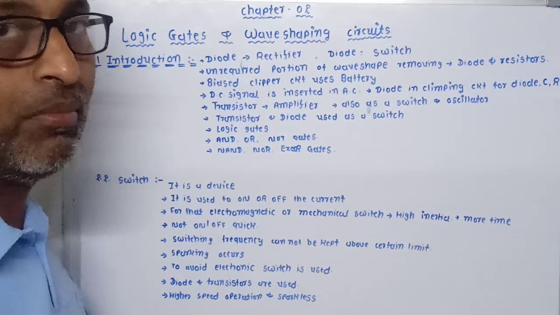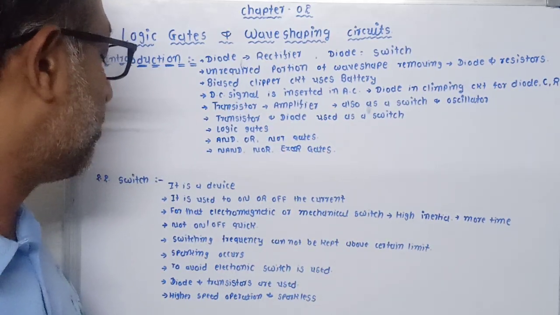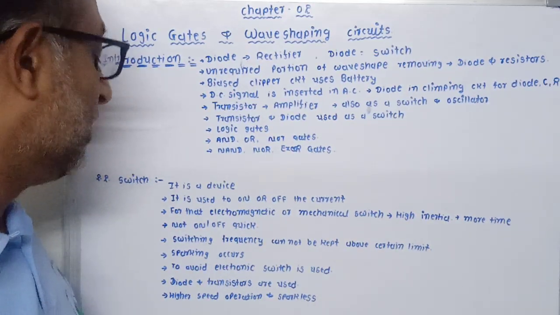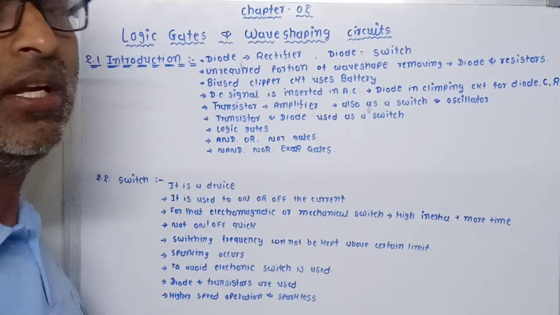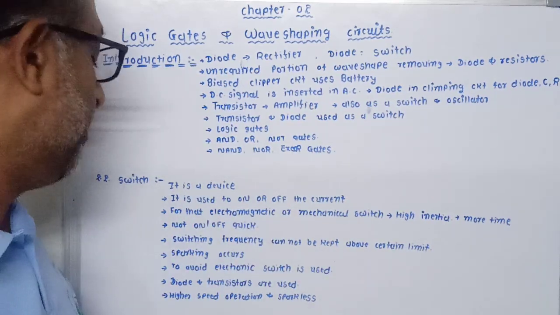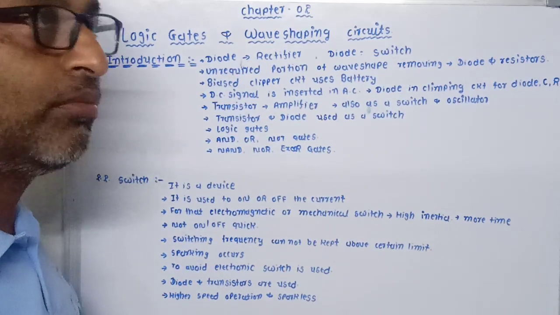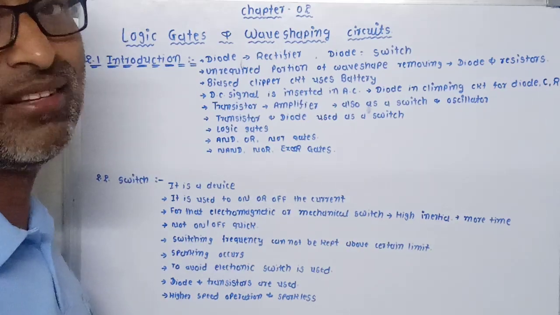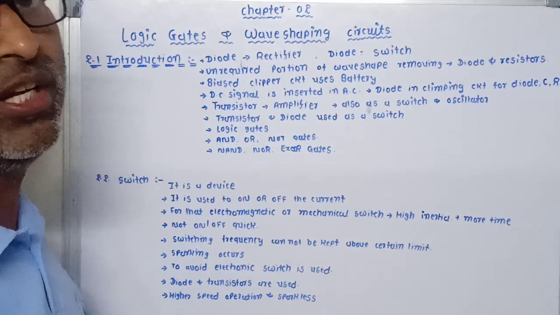Now to avoid these problems, that means to increase the switching frequency and to avoid the sparking, which are the two main problems, an electronic switch is used instead of an electromagnetic or mechanical switch. For that we are using a diode and transistor. So you can say that here the diode and transistor are used as an electronic switch.